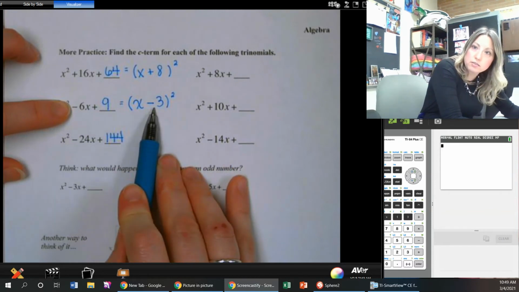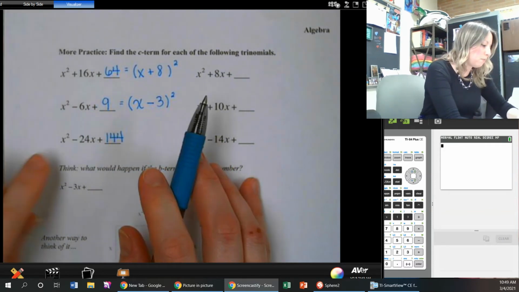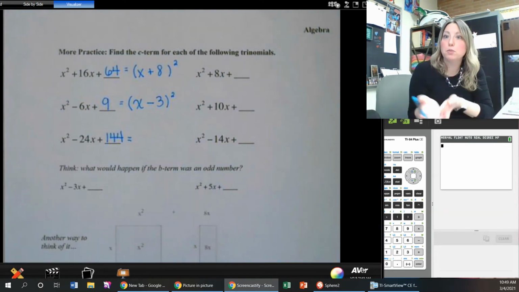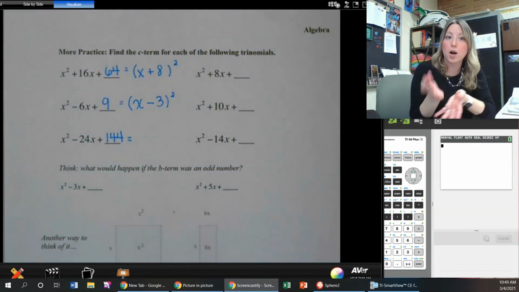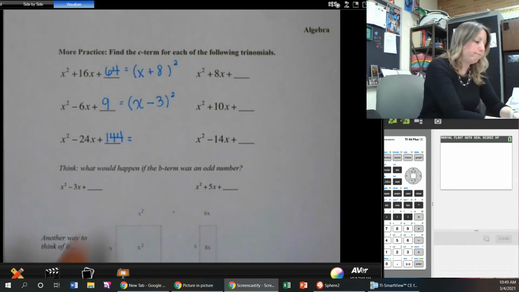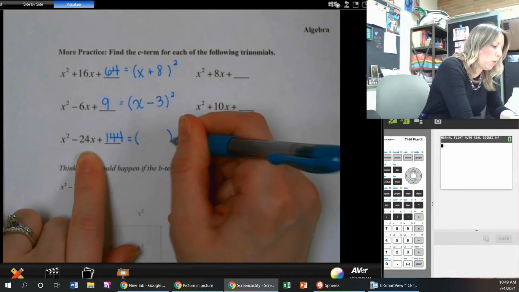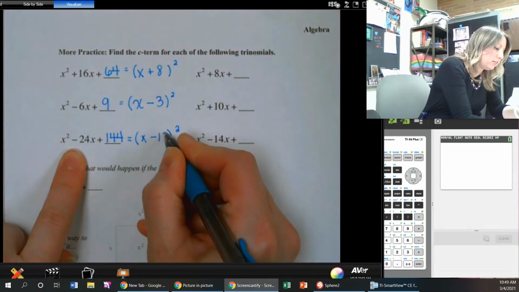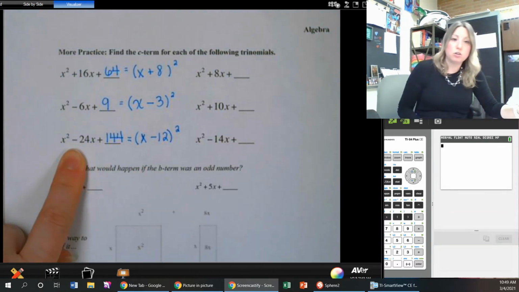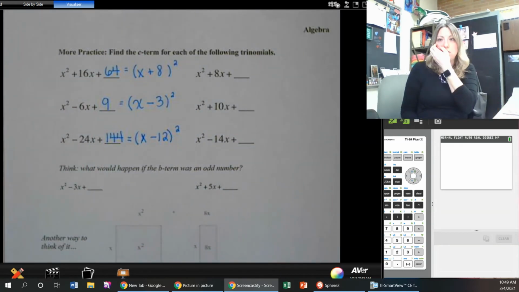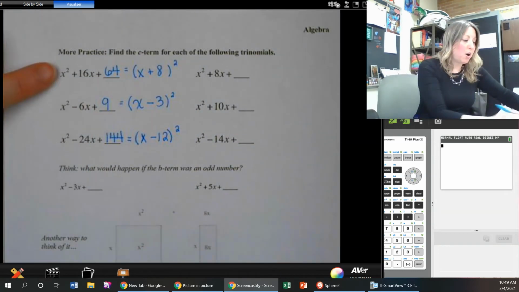Negative 3. One more time to prove my point. What multiplies together to give me 144 but adds up to negative 24? 12. But again, that 12 is going to have to be negative. And what is negative 24 divided by 2? Negative 12.